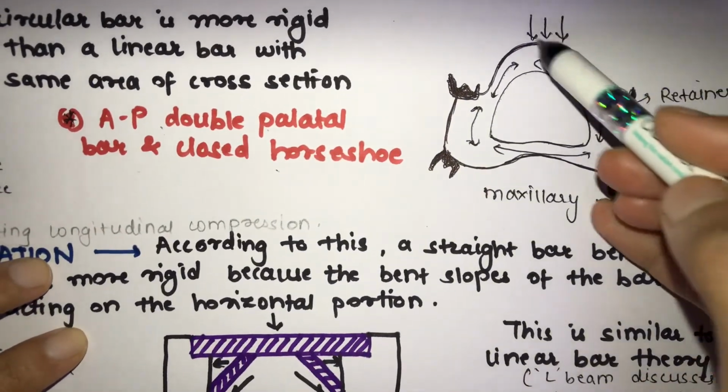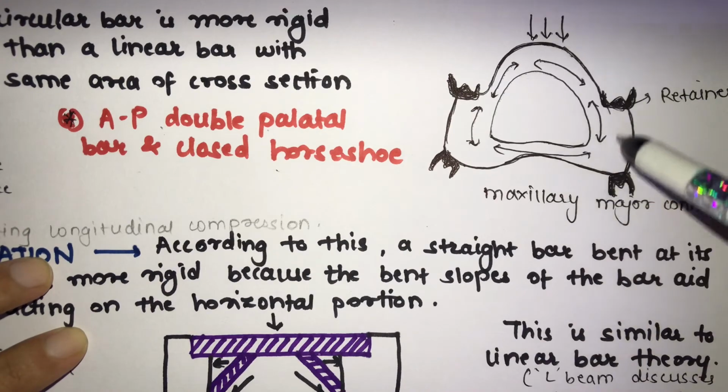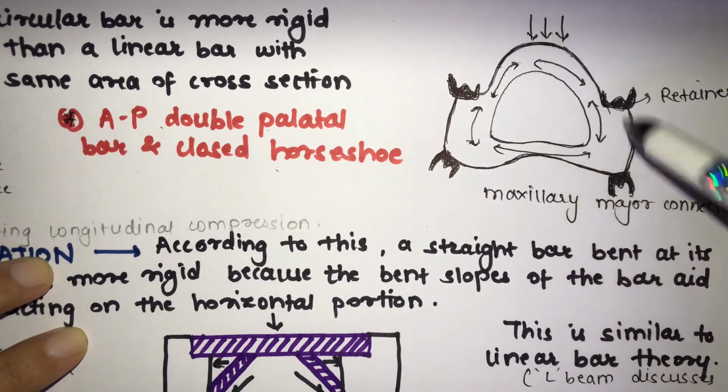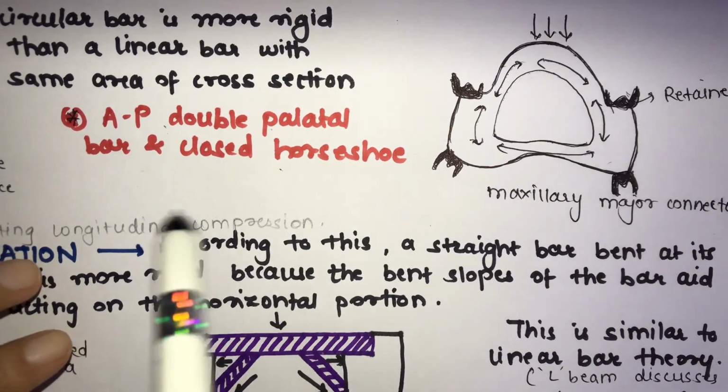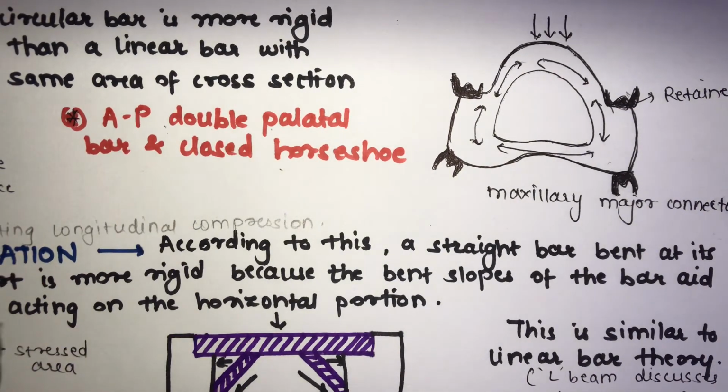When the force is applied on it, there is even distribution of the forces. These are the retainers, and this is your maxillary major connector. So this is the concept of circular configuration. It is used to reduce the bulk of the major connector with the circular configurations.